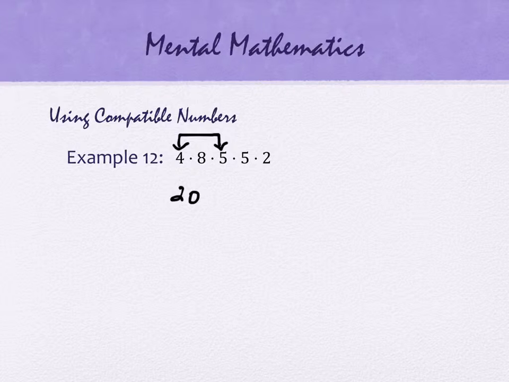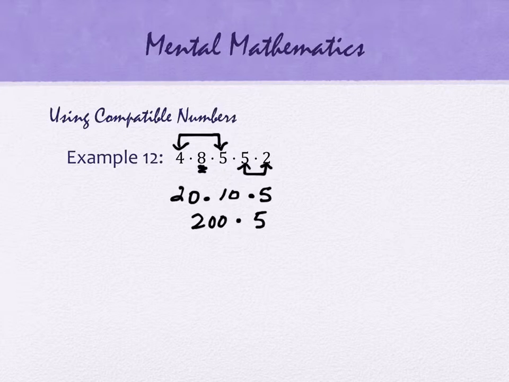What else would be nice to pick? Sure, we could do 5 and 2 if you'd like. 5 times 2 would give me 10. And then my last thing that I didn't get in there yet was the 8. Right? So 20 times 10 would give me 200. Oh, I'm sorry, I left out that, you're right, that's 8 at the end, not 5, I'm sorry. 200 times 8 then would give me 1,600.